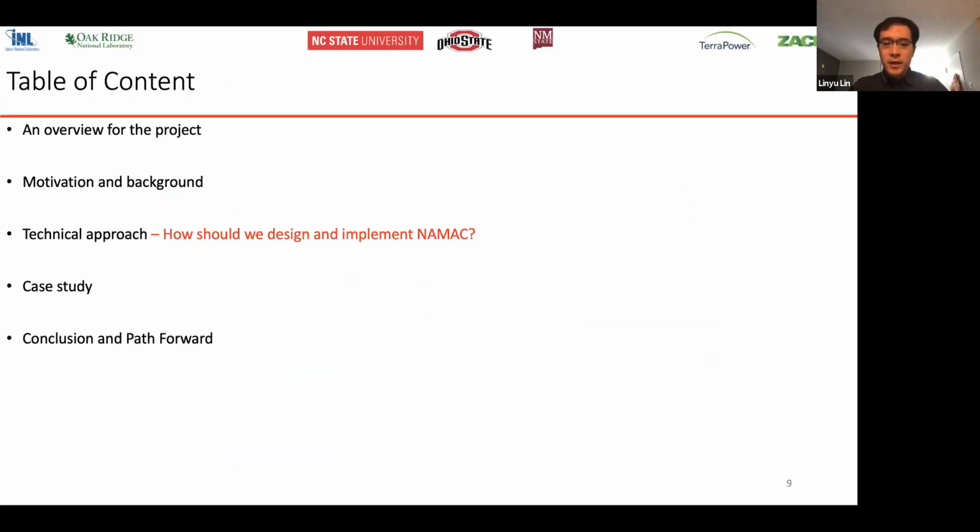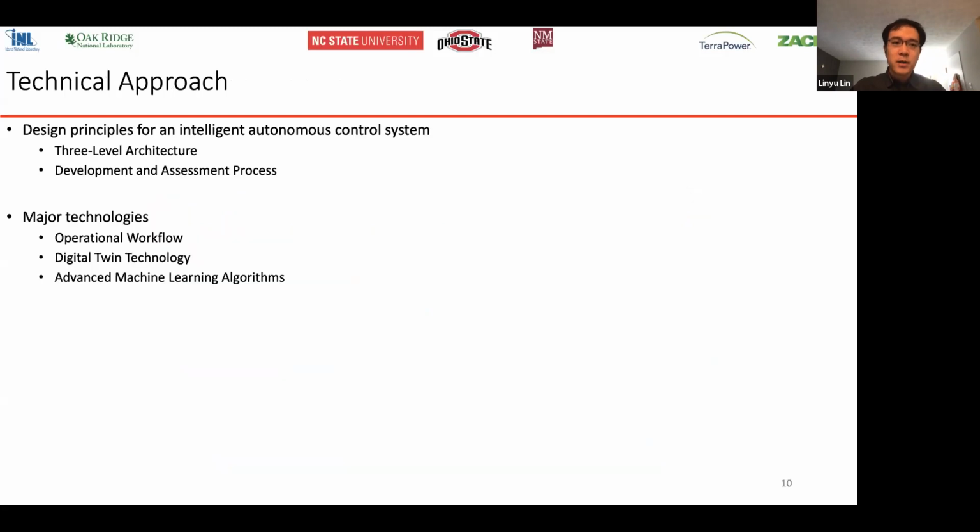So now we have a better idea of why we need a NAMAC system. And then the question is, how should we design and implement such a control system? Because this is a complicated system, and we need a lot of methodology and technology so that we could deliver the product.